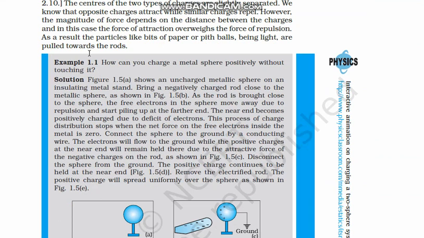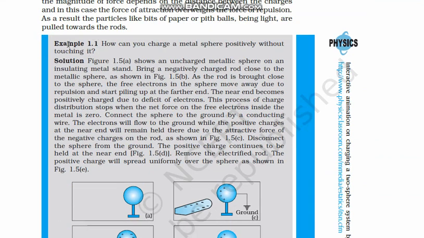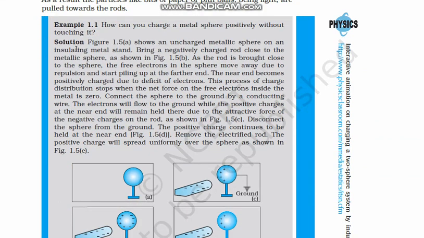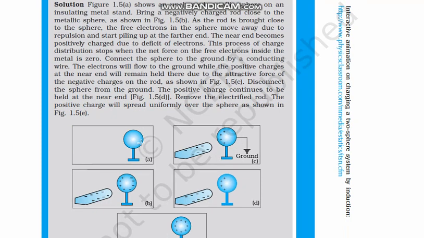So now this is example 1.1. As always, you have to understand this example. An example you have to understand completely. How can you charge a metal sphere positively without touching it? Definitely by induction.